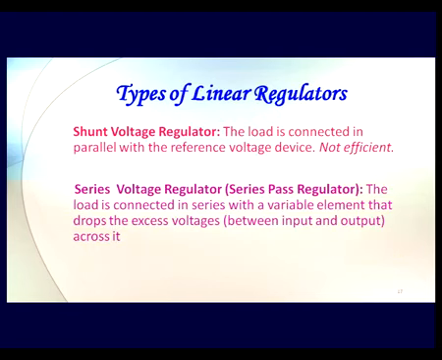Now these linear regulators also have two types within them, a shunt voltage regulator and a series voltage regulator or a series pass regulator. In the shunt voltage regulator, we have the load which is connected in parallel with the reference voltage. The reference voltage is derived through a particular device, as we will be discussing, and we put our load directly parallel to that particular reference voltage. So we are always going to have a fixed voltage which will be equal to the reference voltage, but it is not a very efficient circuit, as will be discussed soon.